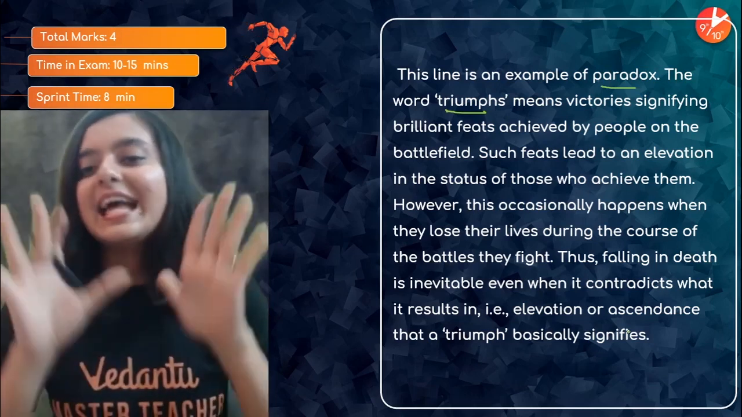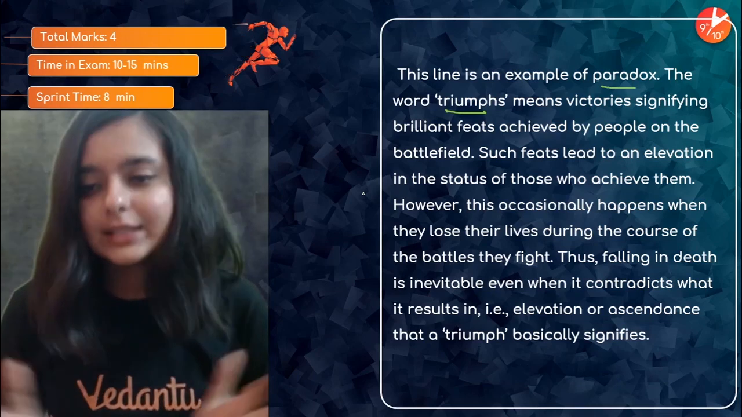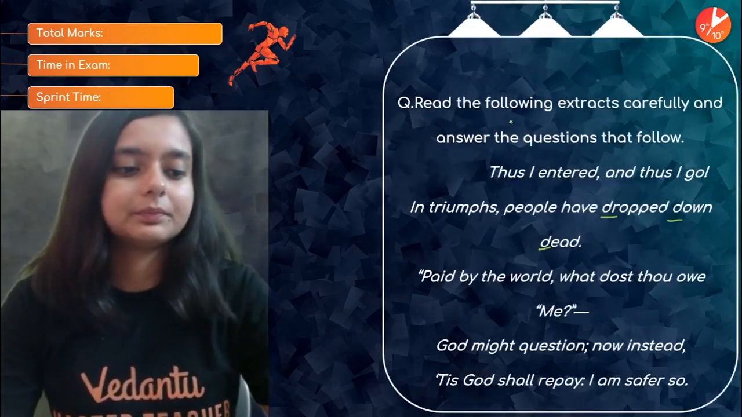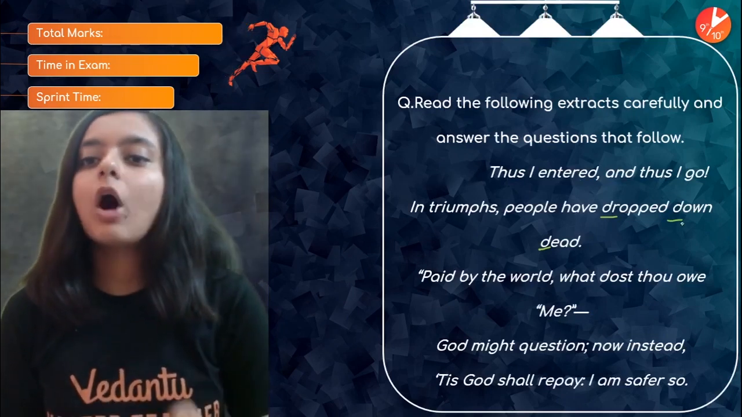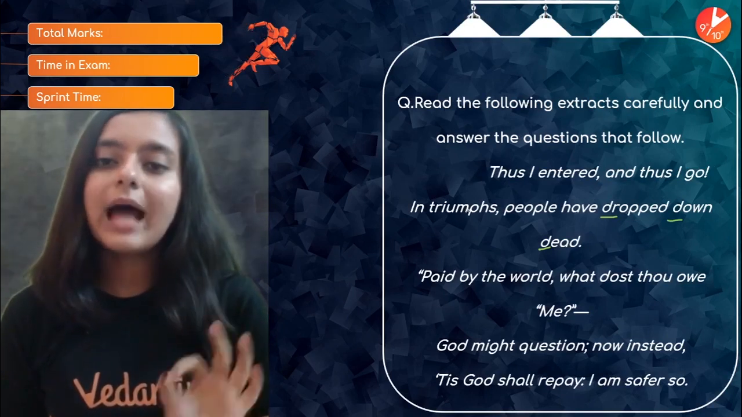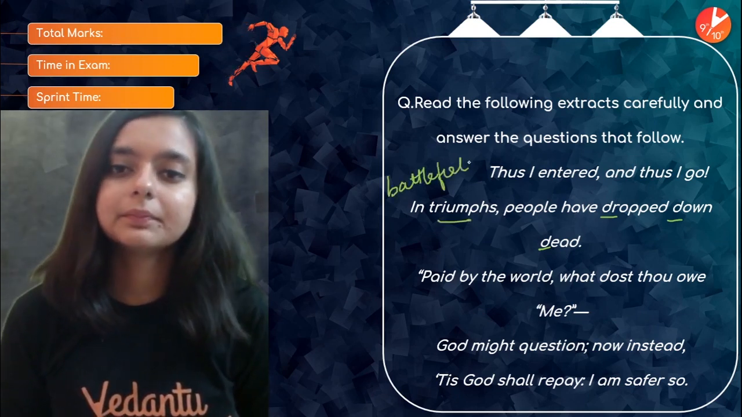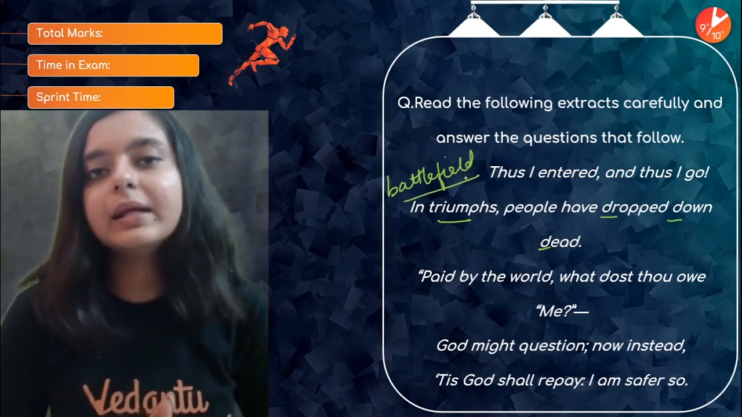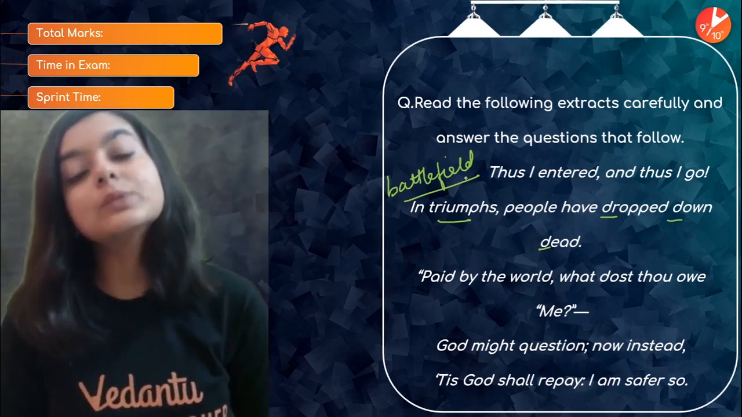I am understanding, this is getting confused. You're getting confused? See, I'll explain. You can read through this answer. I'll explain it in very, very simple words. Let me go back to this particular line. See, in triumphs, people have dropped down dead. Now, what happens? Triumph here refers to the battlefield. So, what happens in the battlefield? People die.